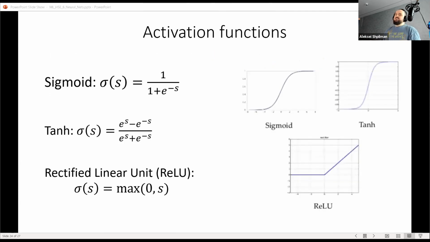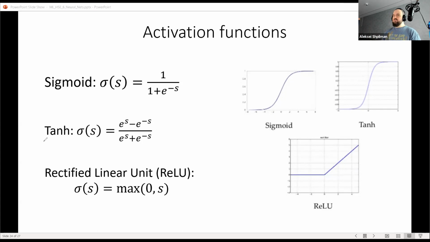So a sigmoid is not just a term for a sigmoid function. You can use many different functions. The most commonly used are right now displayed on the slide. Sigmoid is good because it translates from 0 to 1, which can be interpreted as a probability.